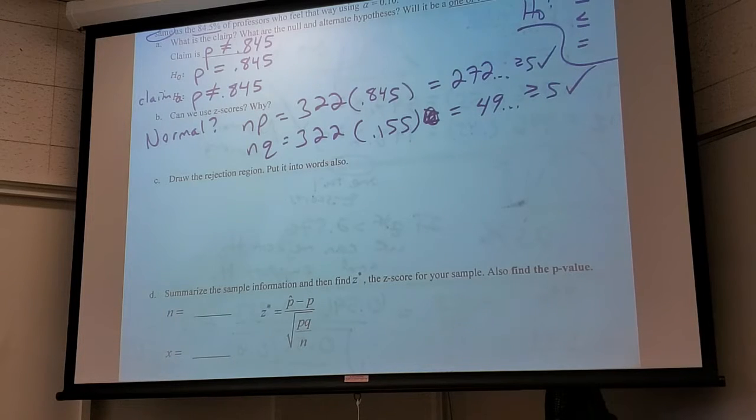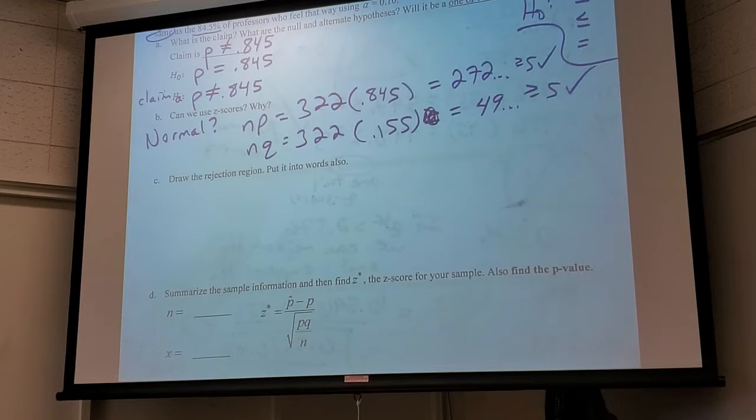So steps are always the same. The first step is, what the hell are you talking about? The second step is, why are you allowed to talk about it? Here, we're allowed to, because it's normal enough. Part C then, the third and fourth steps are the most important steps. Part C says, how far away is far away enough to show evidence that it's not the mean they think it is?